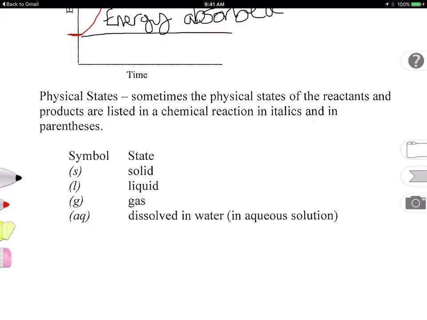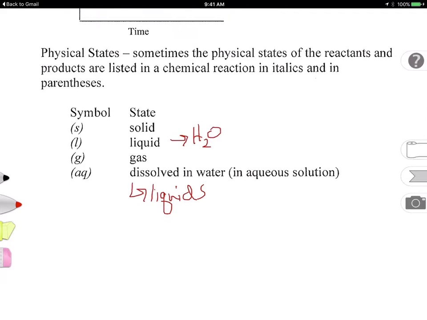Aqueous is anything that's dissolved in water, okay? Aqueous is used all the time. The only liquid that we're going to work with here that's going to get the L is water, okay? All the other liquids are aqueous. They're dissolved in something. So don't get happy with the L's, okay? Because only water gets the L. Everything else gets an aqueous, that it's in a liquid state, okay?